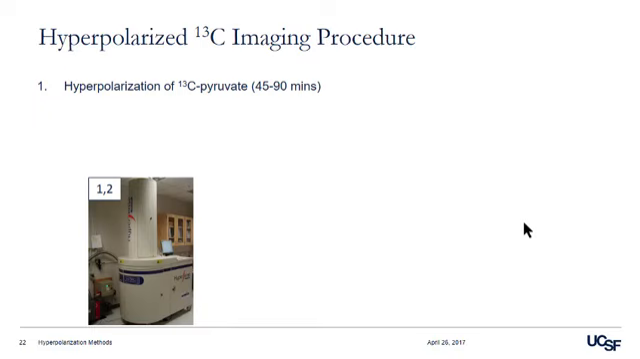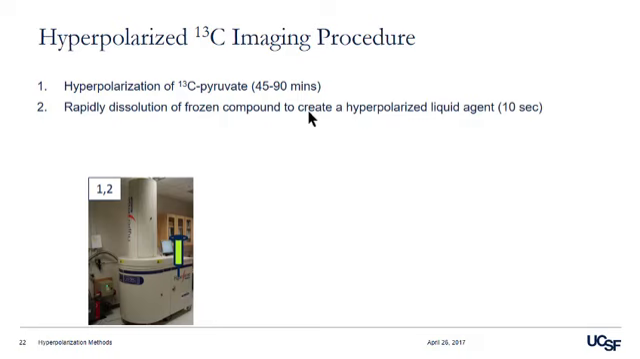Now the whole imaging procedure I'm going to outline here is we have some hyperpolarization step. This does take an hour or 2 to complete. And then once we've dissolved this sample, now we're fighting this T1 decay that I mentioned before. So maybe we have a minute of T1 decay, optimistically. So the experiment goes fast.